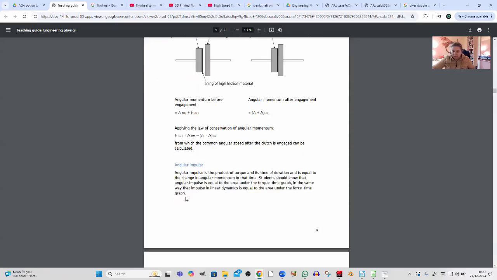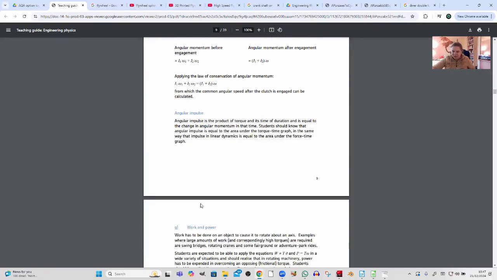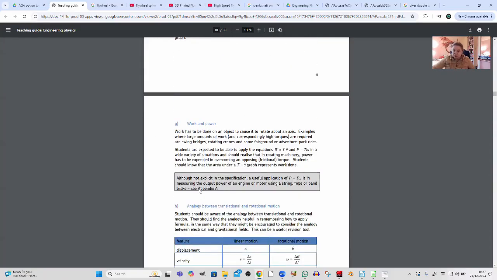Okay, and angular impulse is force. Well, it's not, it's torque times time. Okay, it's the same thing as linear impulse, but it's torque instead of force, still times time. And then work and power are exactly the same, except the work is torque times the angle instead of the force times the distance, and power is the torque times the angular speed instead of the force times the linear speed. And all of that is exactly the same as the linear stuff. And then we've got back to the analogy.